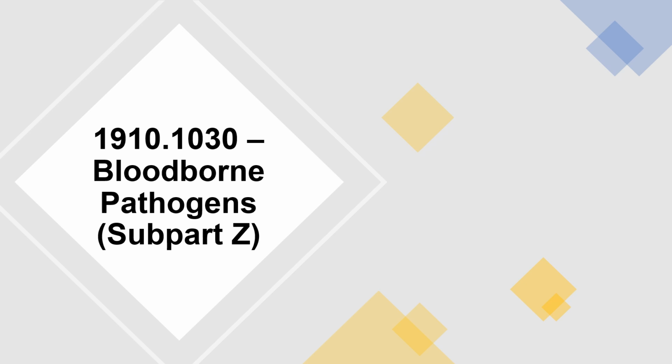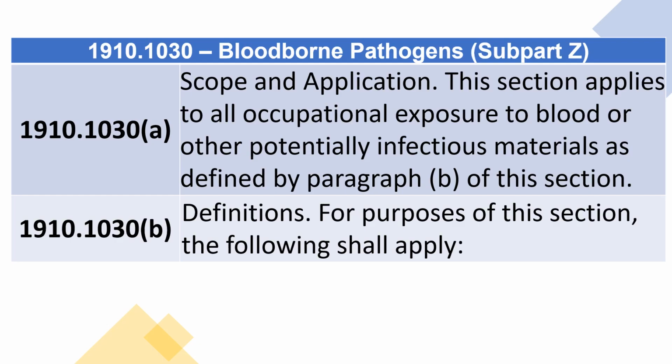1910.1030 Bloodborne Pathogens. 1910.1030 Scope and Application. This section applies to all occupational exposure to blood or other potentially infectious materials as defined by paragraph B of this section.